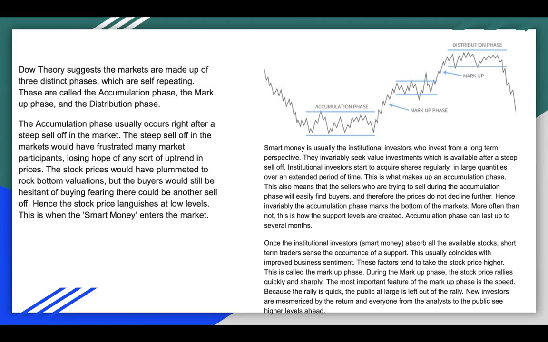Smart money is usually the institutional investors who invest from a long-term perspective. They invariably seek value investments, which are available after a steep sell-off. Institutional investors start to acquire shares regularly in large quantities over an extended period of time. This is what makes up an accumulation phase. This also means that sellers who are trying to sell during the accumulation phase will easily find buyers, and therefore the prices do not decline further. Hence, invariably, the accumulation phase marks the bottom of the markets. More often than not, this is how support levels are created. The accumulation phase can last up to several months.